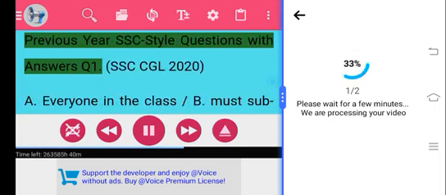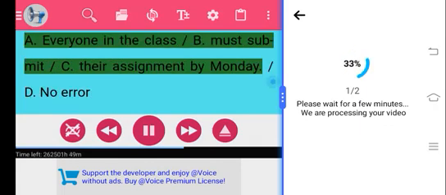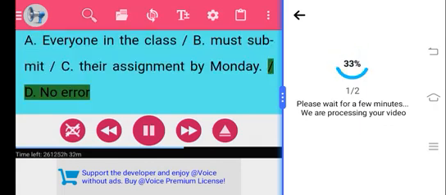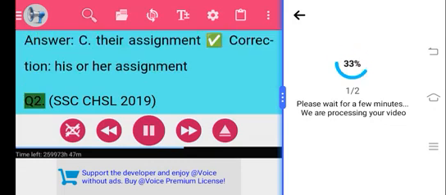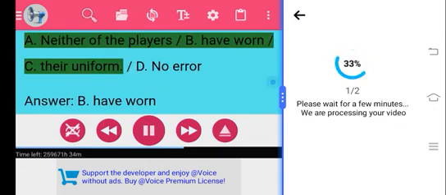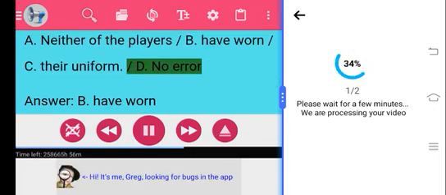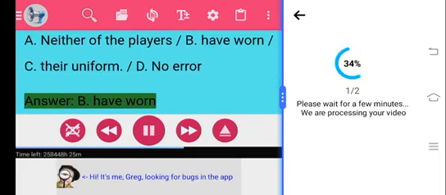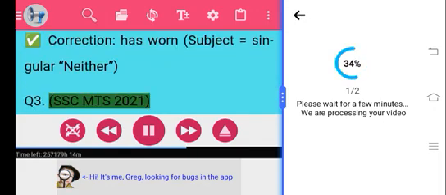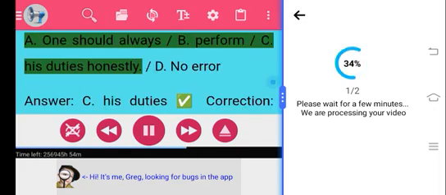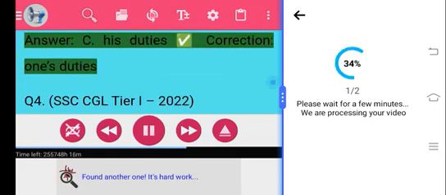Previous year SSC style questions with answers. Q1, SSC CGL 2020: Again in the class, B must submit C assignment by Monday, D no error. Answer: C, assignment. Correction: his or her assignment. Q2, SSC CHSL 2019: Neither of the players B have worn C uniform. D no error. Answer: B, have worn. Correction: has worn, since the subject is singular, neither. Q3, SSC MTS 2021: One should always be performed C his duties honestly. D no error. Answer: C, his duties. Correction: one's duties.